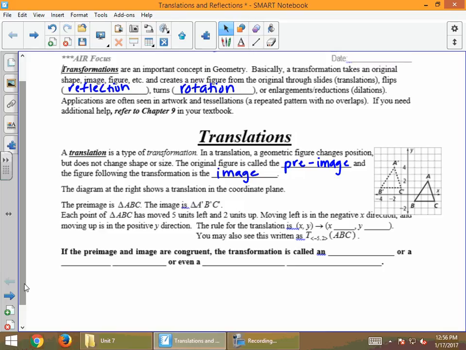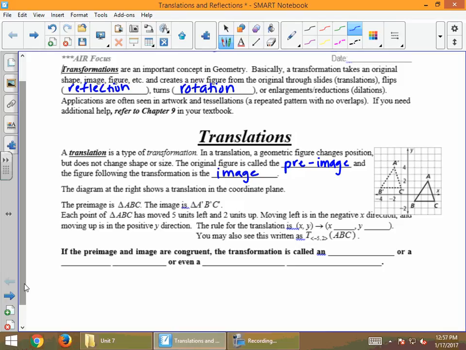The transformation we did is we moved each point left 5, 1, 2, 3, 4, 5, and up 2. We did the same thing with B. We moved it over 5, and then up 2. And the same thing with C. We moved it over left 5 and up 2. Okay.